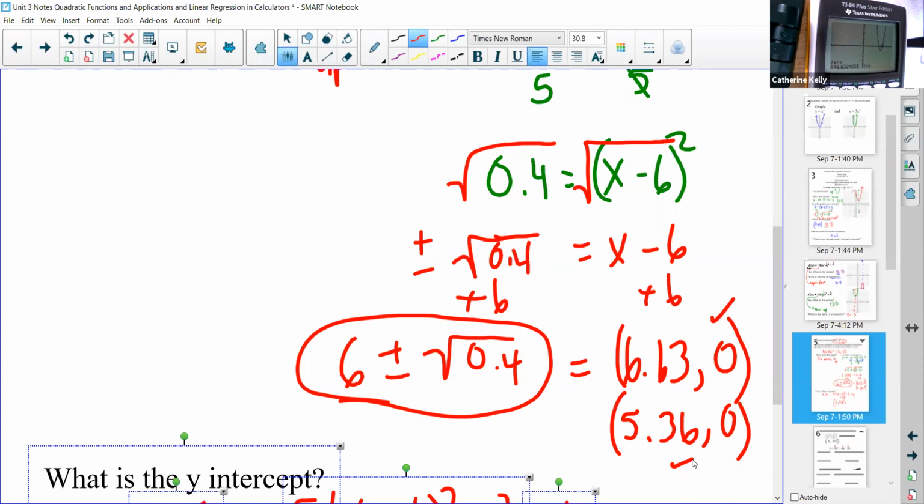So yes, I do have 2, and you can do the quadratic formula for it. I just took the square root of both sides and did it algebraically, or you could use your calculator.